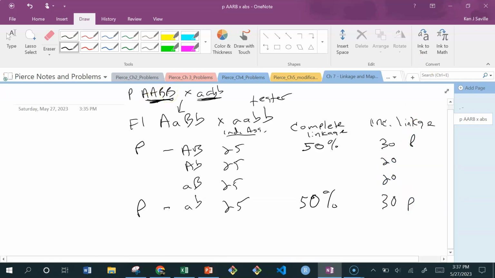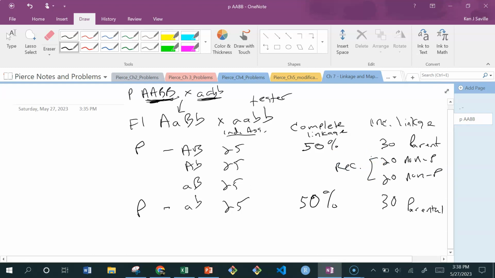You can tell which ones are the parentals by either knowing what the parental cross looked like to begin with, or by looking at which two types are the most. In this case, big A and big B and little a and little b are the most. That makes those parentals. They're parental gametes, they look like the parents. Then these are non-parentals, or we also call these recombinants.